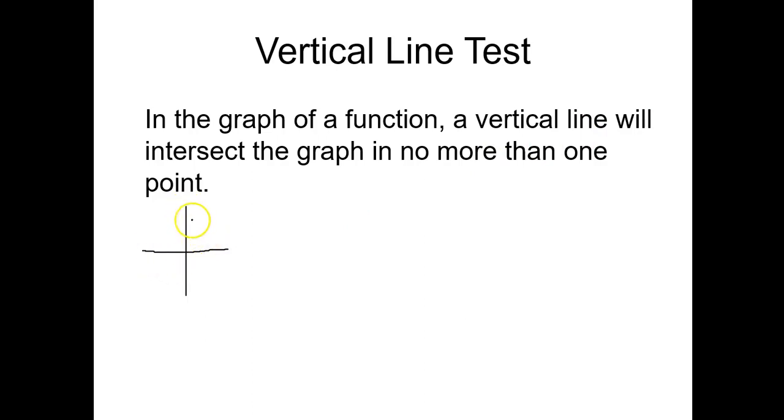Okay, so let's say you have a graph that looks like this. Okay, this is a relation. It is a set of ordered pairs. And as you go across, if you take a vertical line and sweep it across the graph, it will only touch one point at a time. It passes the vertical line test. I'll call it the VLT. So this is a function.